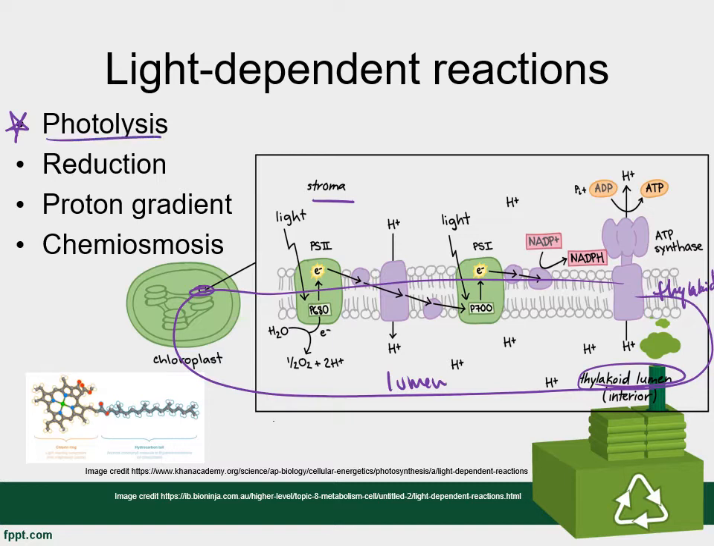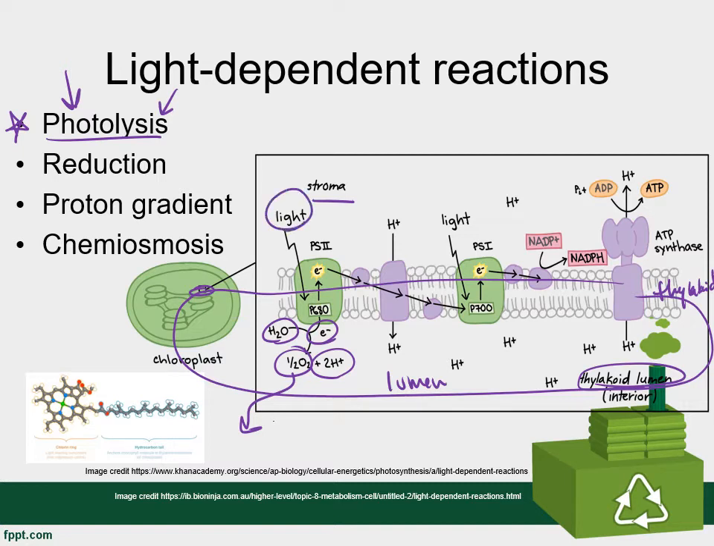Photolysis is going to occur. We're going to take some water. We're going to use light energy, that's the photo part, to split, that's the lysis part, this water. We're going to get some oxygen gas, we're going to get some hydrogen ions and some electrons. Oxygen gas is a waste product. It is going to diffuse out of the thylakoid, out of the stroma, out of the chloroplast, and eventually out of the whole entire plant.